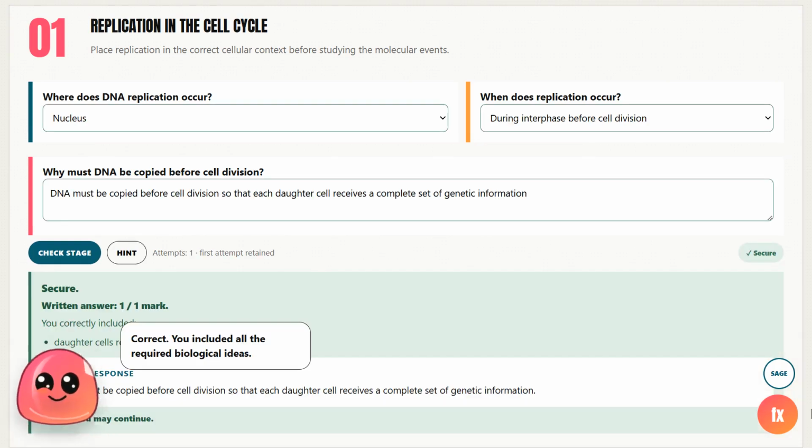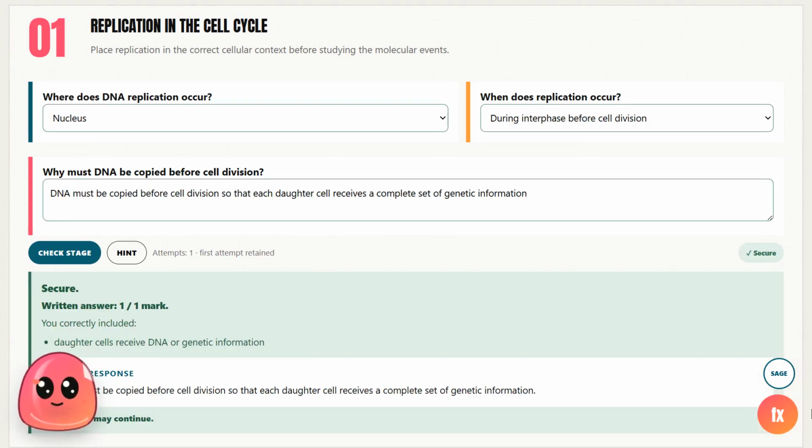Now the Scratchpad asks you the same three things. Where does replication occur? When does it happen? And why must DNA be copied before cell division? Pause and try it. Pause, here is the full answer.